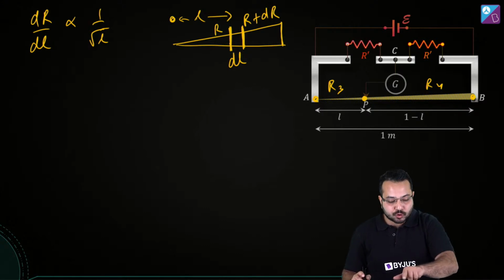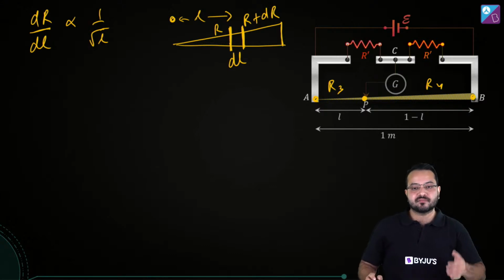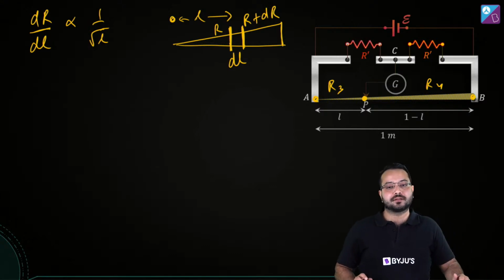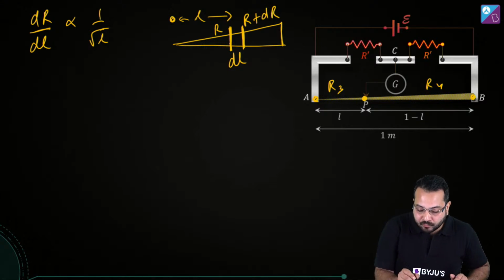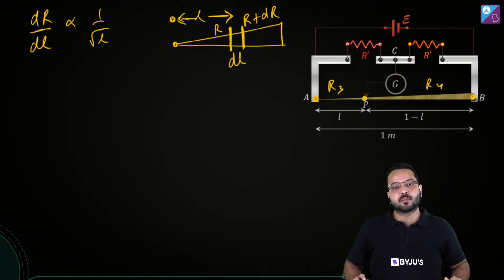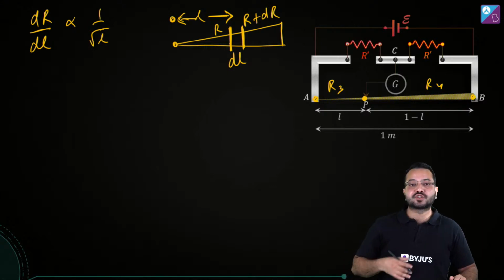So the change in the resistance, which is dR, divided by the change in length, which is dL, is proportional to 1 upon root L. It's going to be proportional to 1 upon root of this length over here. This is the meaning of dR by dL proportional to 1 upon root L. Is that correct? Perfect. So now let's go ahead and solve it.